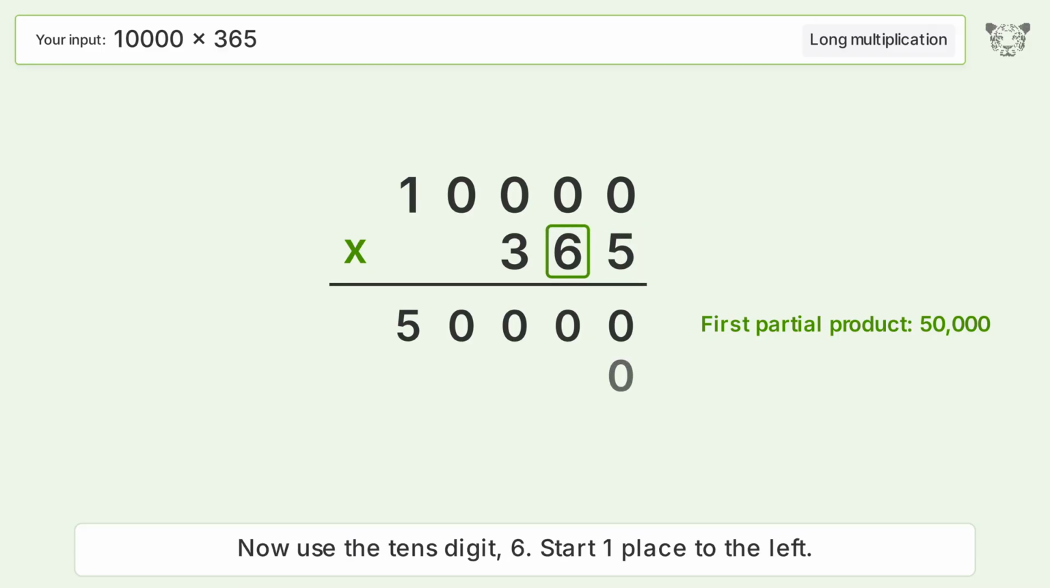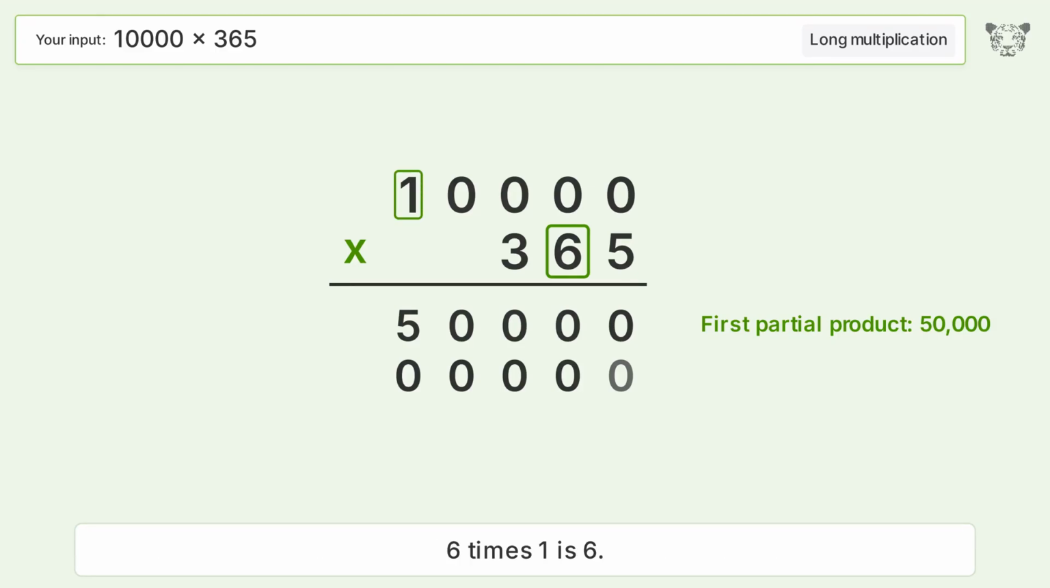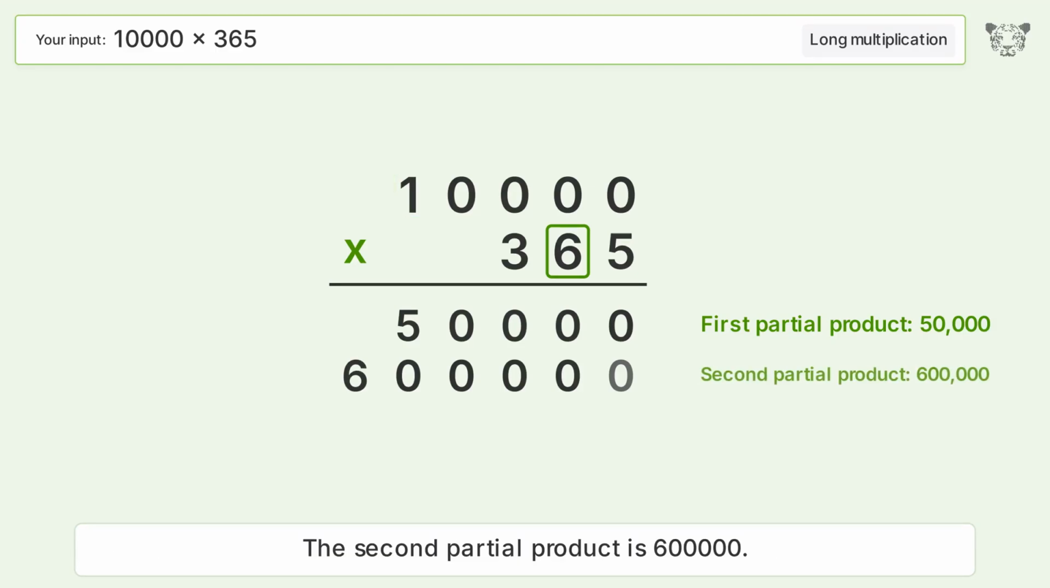Now use the tens digit, 6. Start one place to the left. 6 times 0 is 0. The next 3 digits are also 0, so those columns are 0 too. 6 times 1 is 6. The second partial product is 600,000.